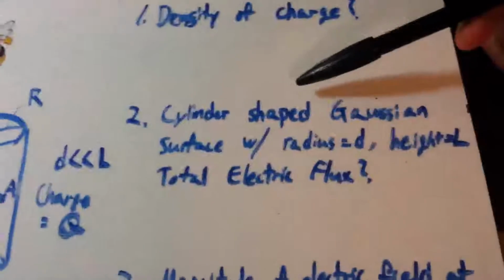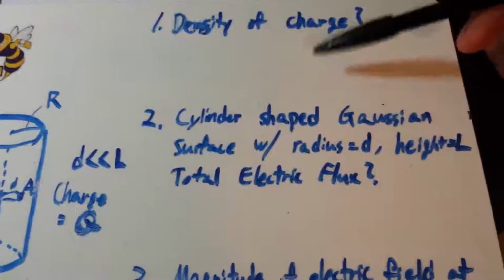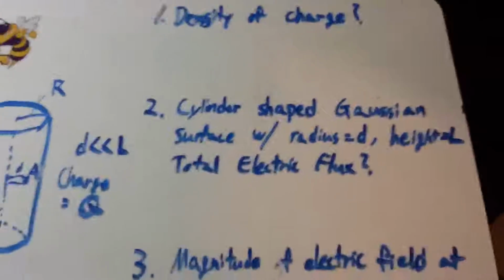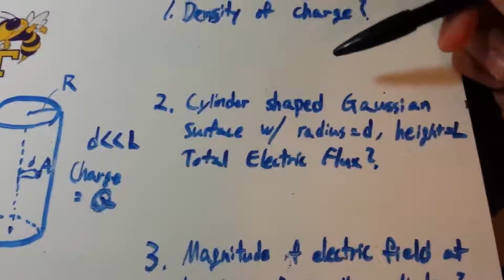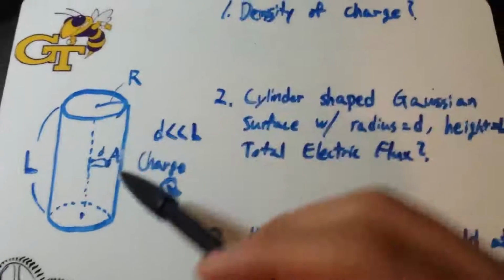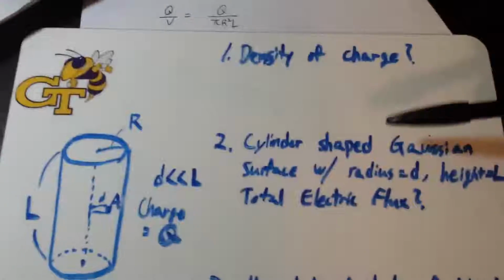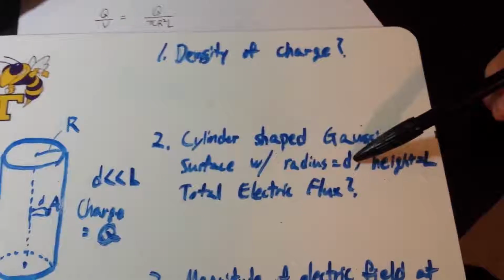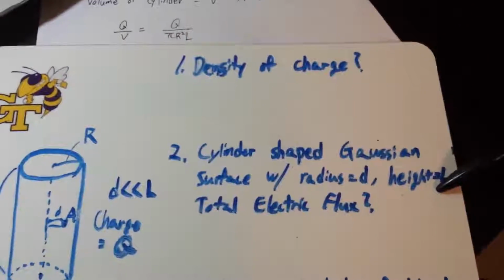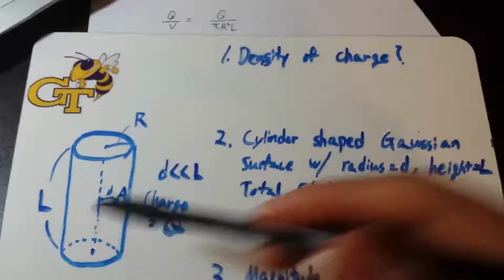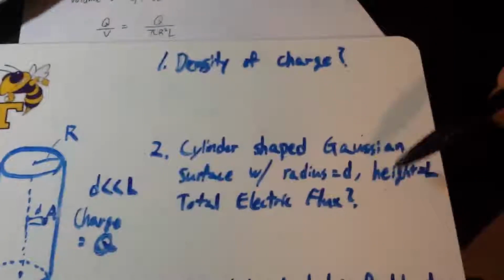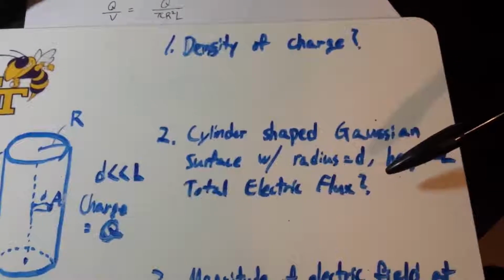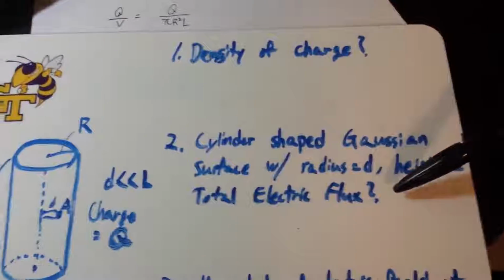The second part of the question asks us to imagine an imaginary Gaussian surface, which is cylindrically shaped, inside the original cylinder, with radius d and height L, which is the same as the original cylinder's height. Then it asks us to find the total electric flux through the imaginary Gaussian surface.